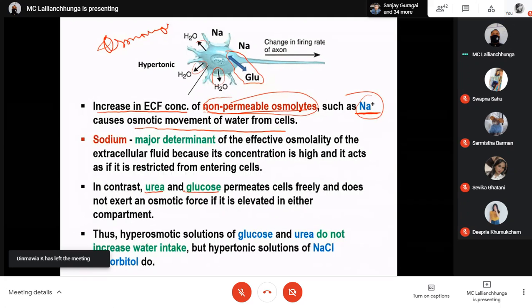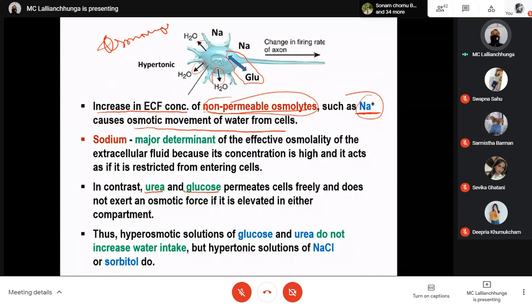So you know very well, when you play a football match and all, they are also used to take glucose juice. When you drink glucose juice, it will not induce any thirst. It means there is no problem, because glucose can move from inside of the osmoreceptor cell to the outside or from the outside to the inside.